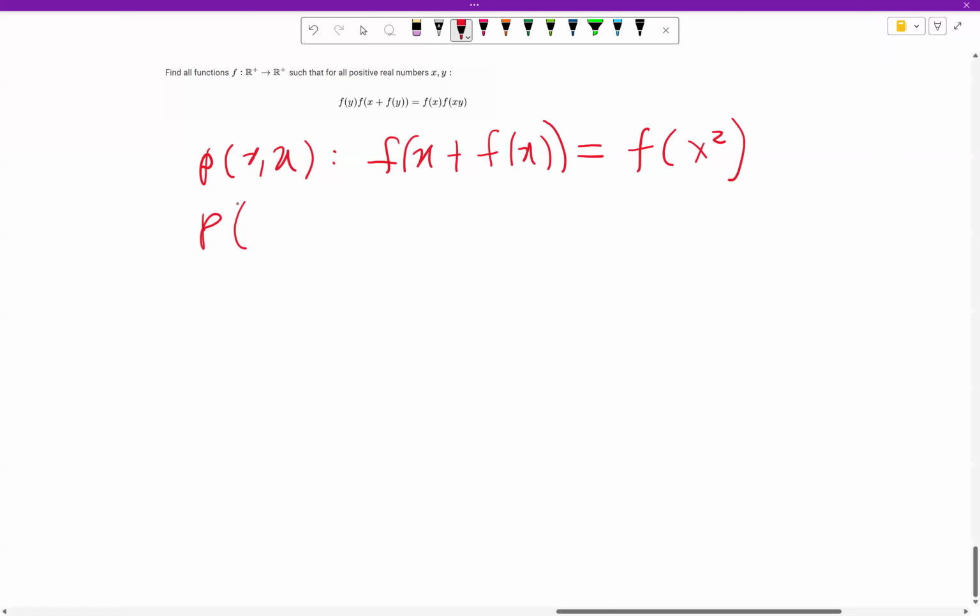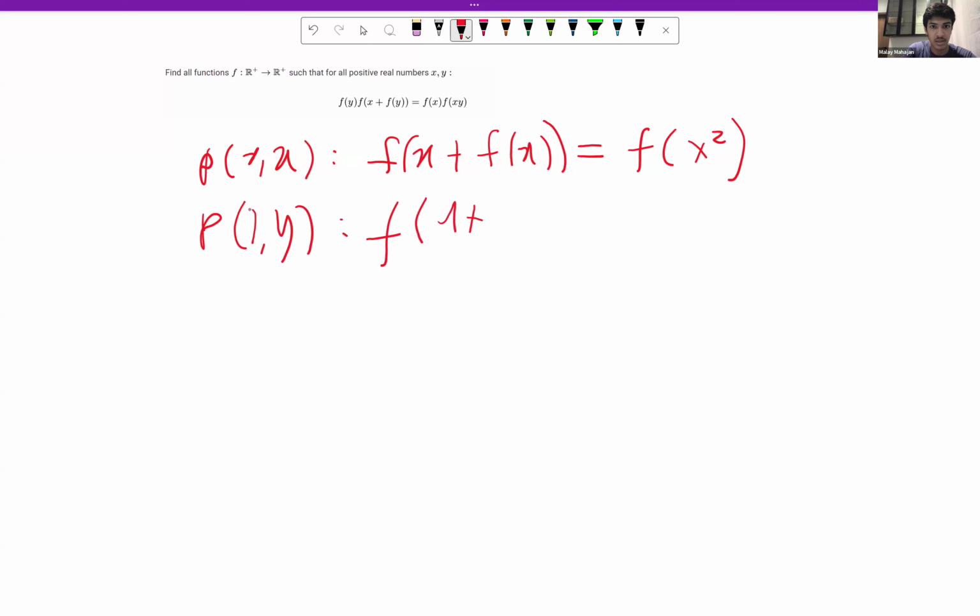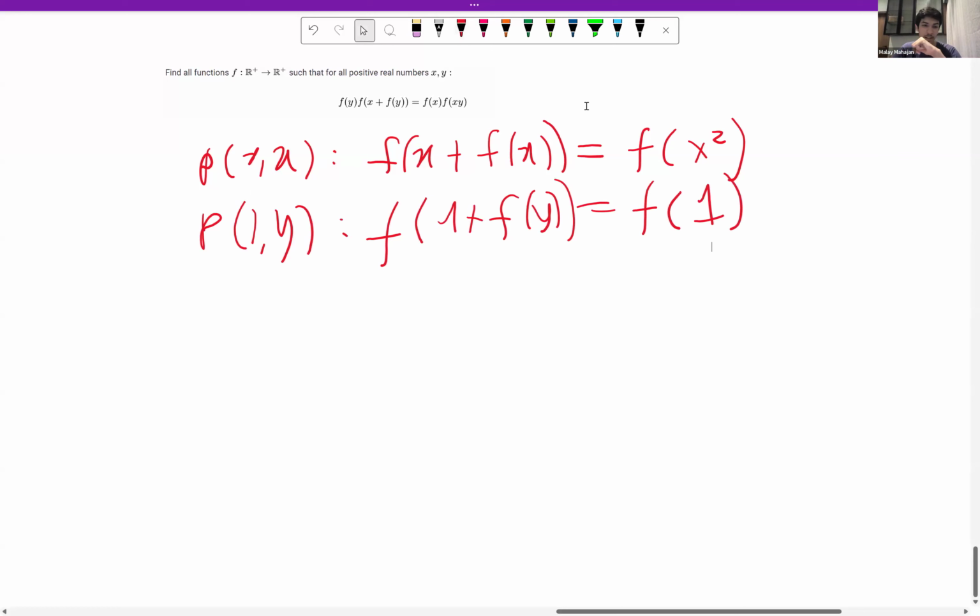All constant answers work. Yes, all constants work, and linears don't work. One by linear also doesn't work, because you just put x equals 1, you get f of 1 plus f of y is f of 1, and this is just too much. You can't have that. And based on this, you really expect it to have only constant solutions.